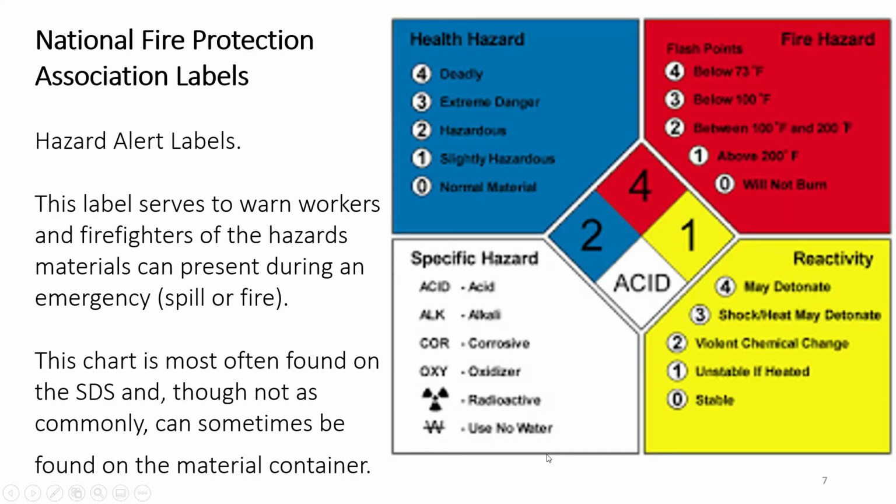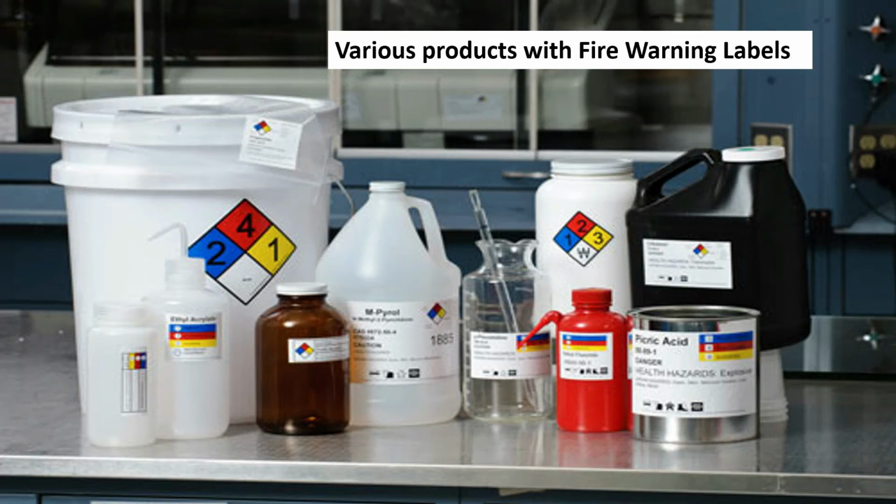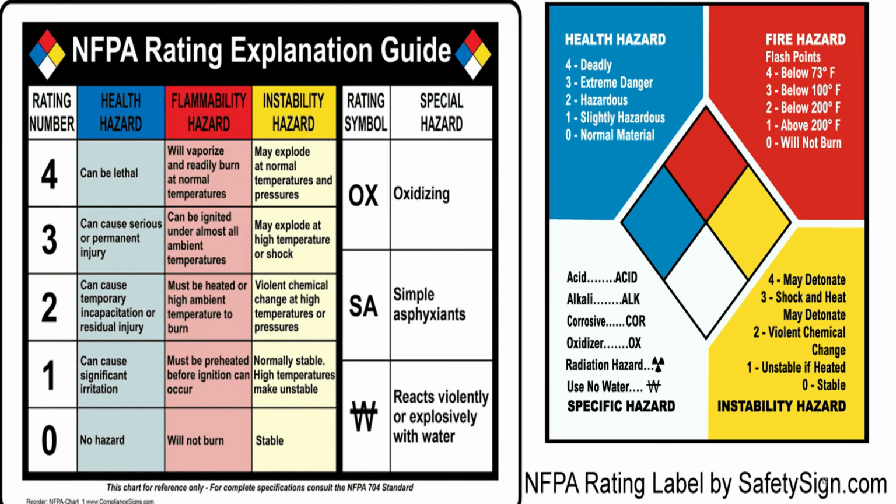National Fire Protection Association labels. This label serves to warn workers and firefighters of the hazards materials can present during an emergency, a spill, or a fire. This chart is most often found on the SDS sheet, almost always, and it can be found sometimes on the material container itself, though not always. These are various products with fire warning labels on them. We're not going to go through each of these with the intent of trying to get somebody to memorize them.